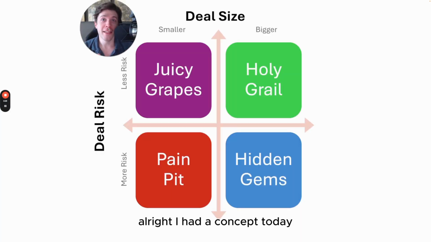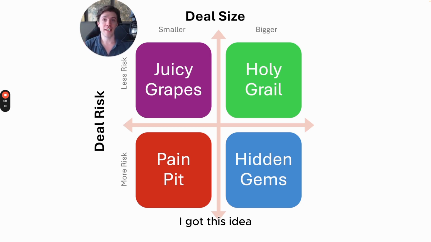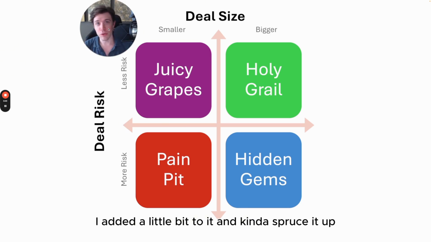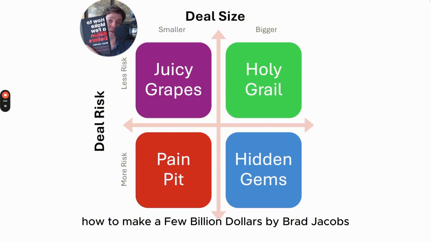All right, I had a concept today that I think is really interesting that I wanted to share with you. This is a size versus risk grid when you're analyzing deals or potential opportunities. I got this idea, I added a little bit to it and kind of spruced it up, but I got this concept from the book How to Make a Few Billion Dollars by Brad Jacobs.